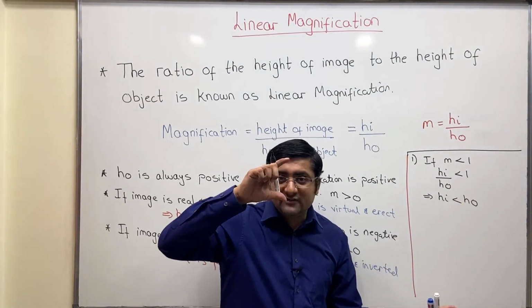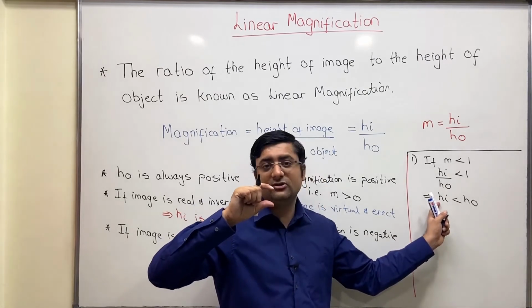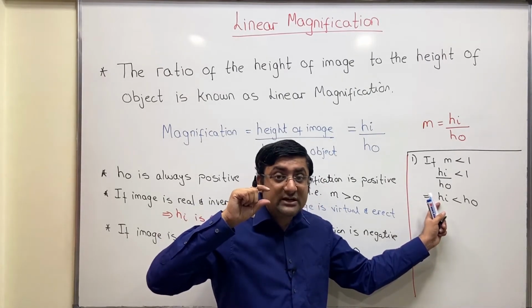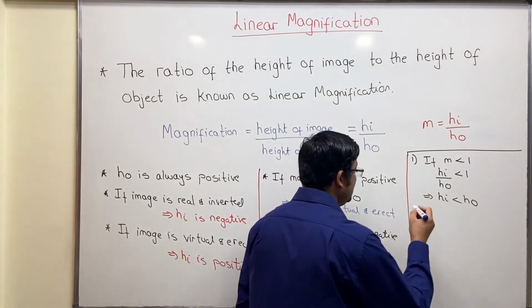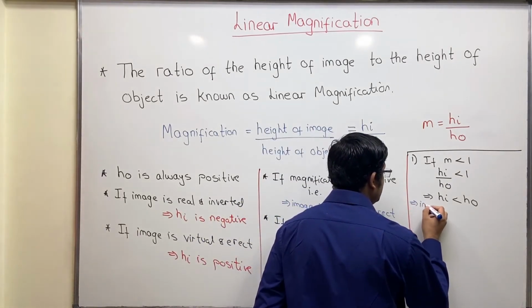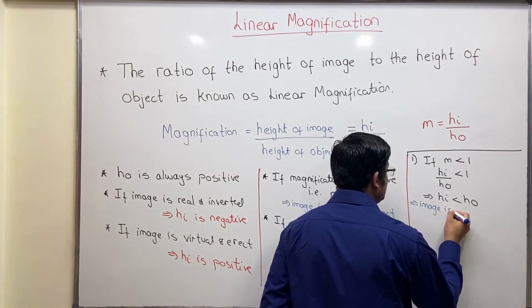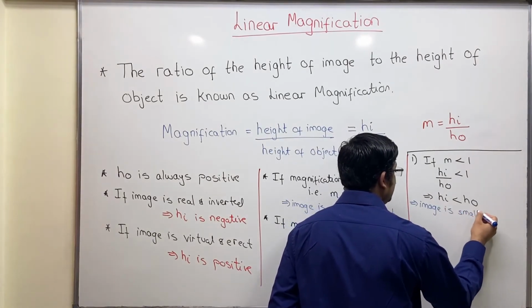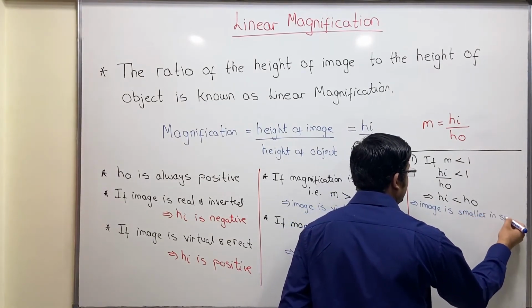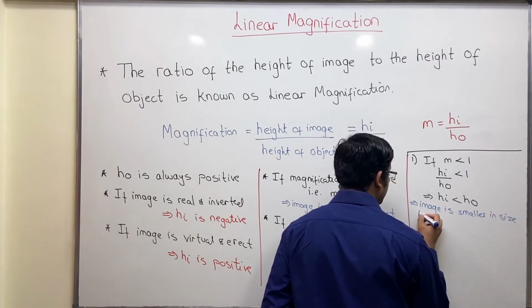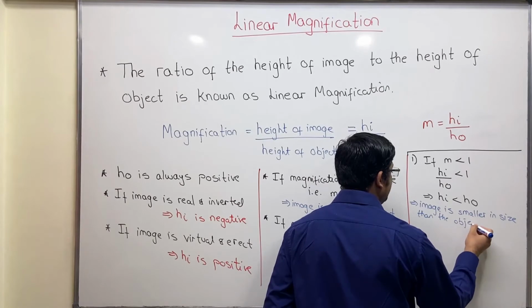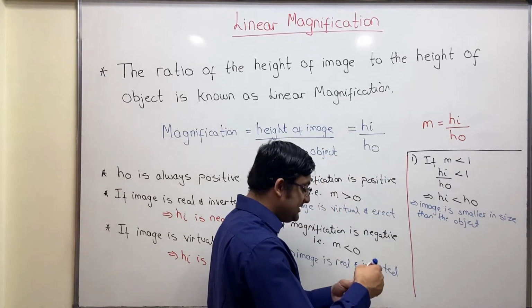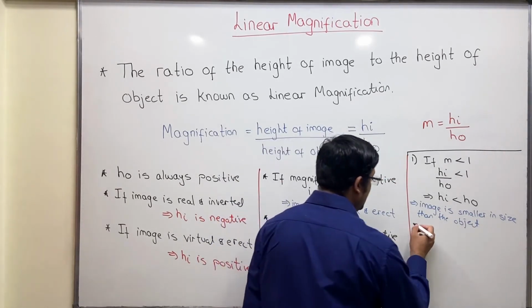So object could be 5 centimeter, but image is only 3 centimeter. That means image over here is smaller in size or diminished. So I'll write down over here, this implies image is smaller in size than the object. Is this clear guys? So it's very simple mathematically guys. Next guys, when magnification is equal to 1.